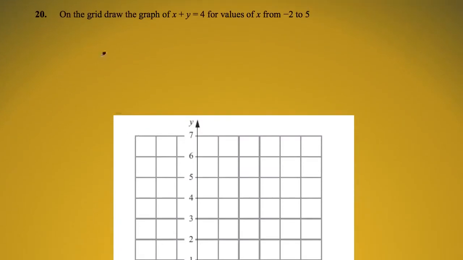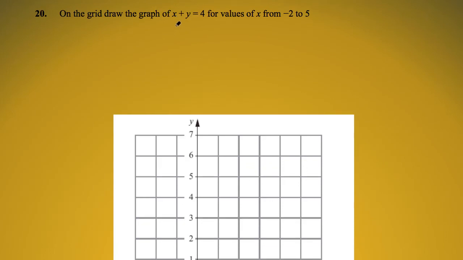Question 20. On the grid, draw the graph of x plus y equals 4 for values of x from -2 to 5. So this is a bit of a confusing one because it's not in the y equals format that we're used to. Some of you might know that x plus y equals 4 means that when x is 0, y is 4. And when y is 0, x is 4. And you therefore might be able to plot those coordinates straight away.